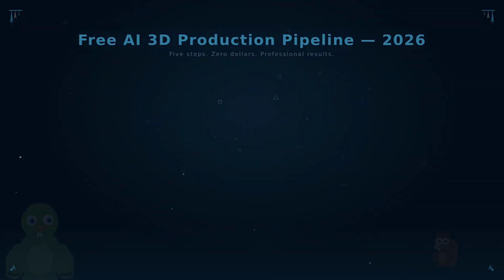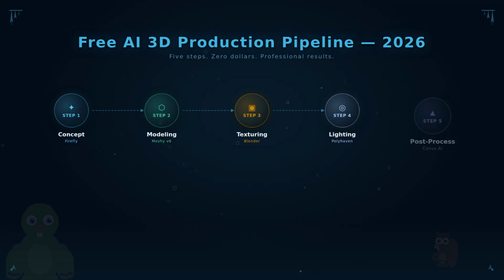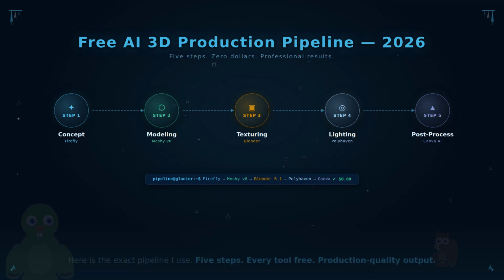A production pipeline is just the order of steps you follow to go from an idea to a finished piece. The old way required expensive software at every stage. The AI way, in 2026, is faster, cheaper, and produces results that are just as good for most use cases. Here's the 5-step pipeline I use.